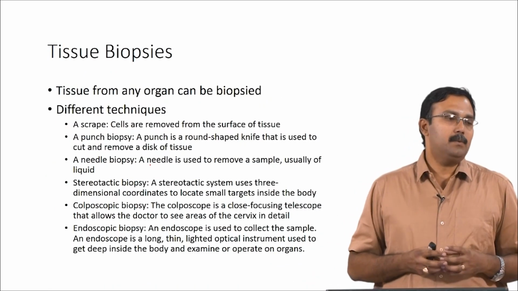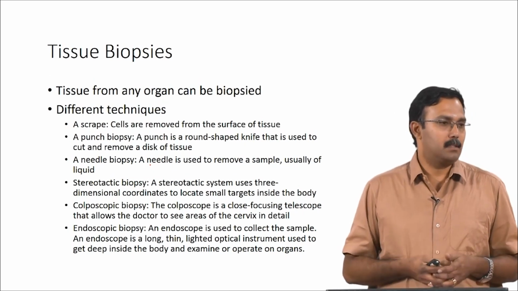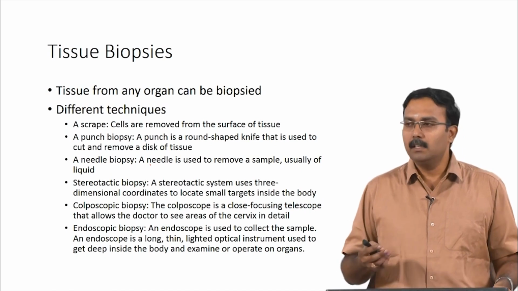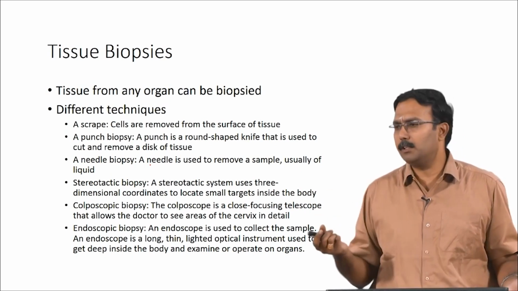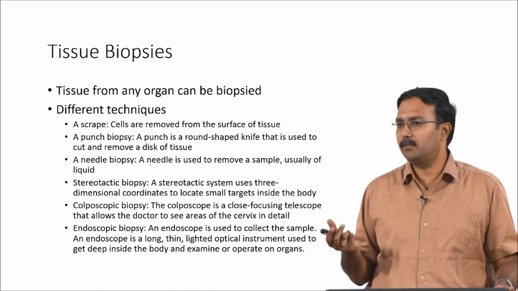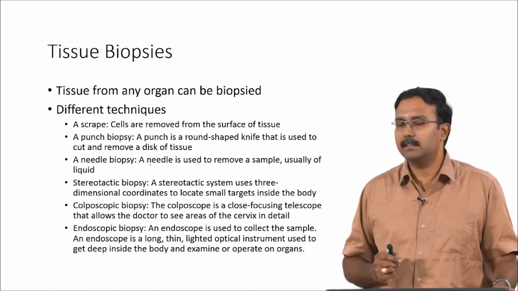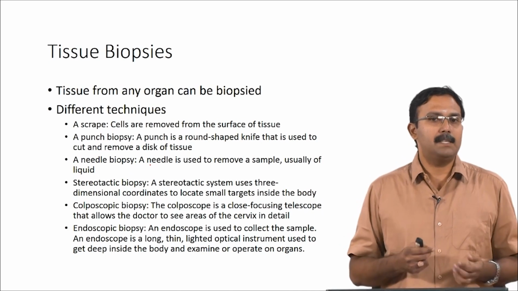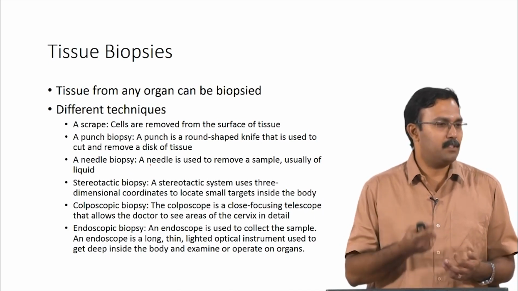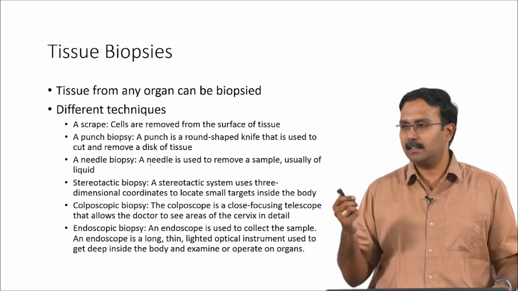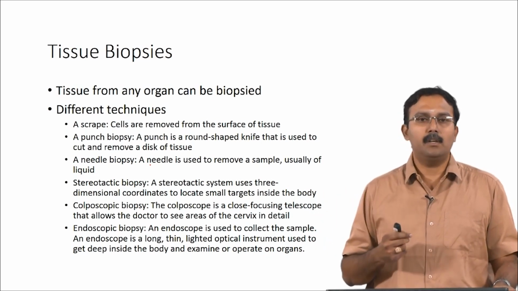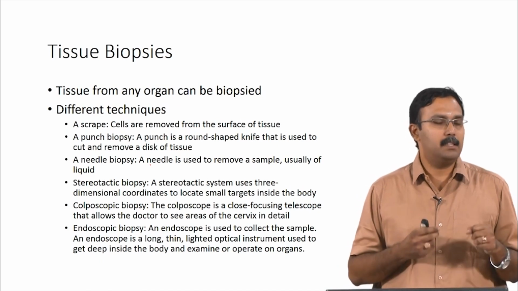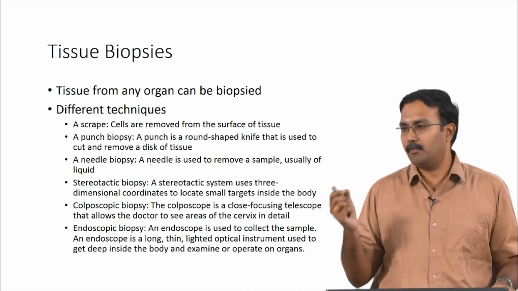Another technique which is used is tissue biopsies. Tissues from almost any organ can be biopsied. You basically just cut a piece of the tissue and use it for your cell isolation. There are different techniques for this. A scrape is basically where cells are removed from the surface of a tissue, or you can have something called a punch biopsy, where a round-shaped punch is used to cut and remove a disc of tissue.